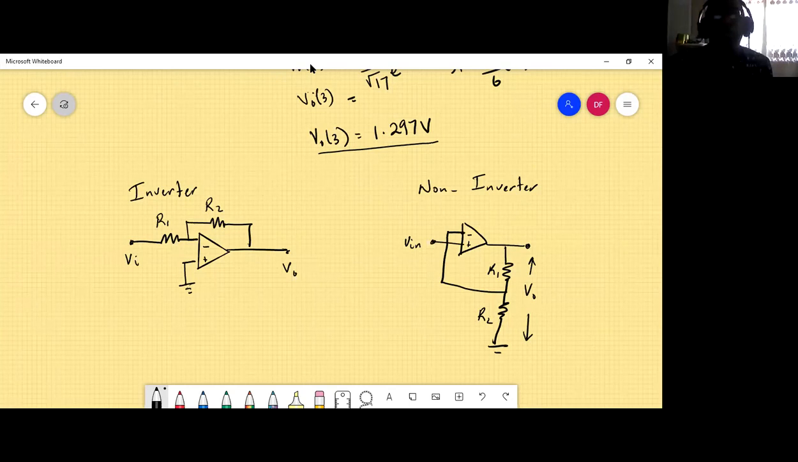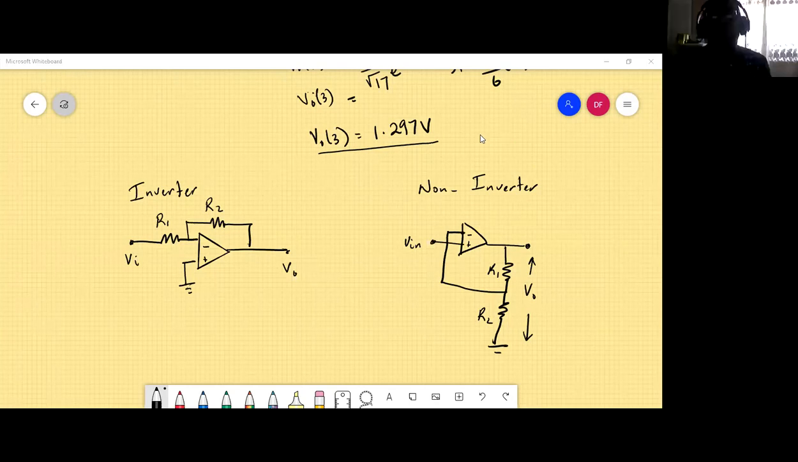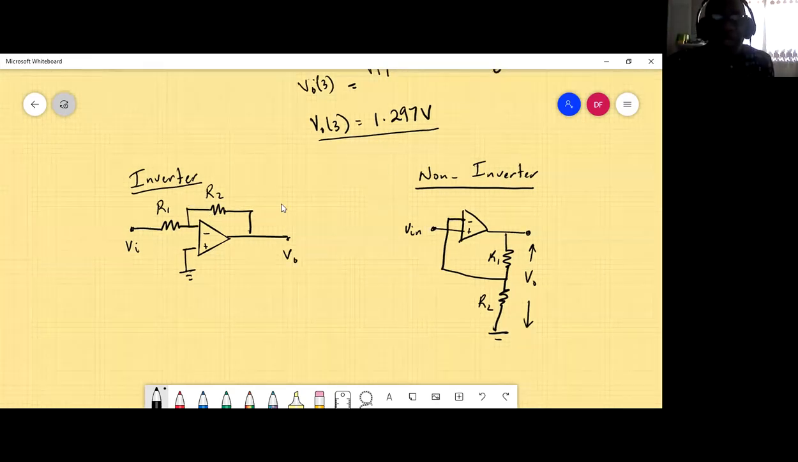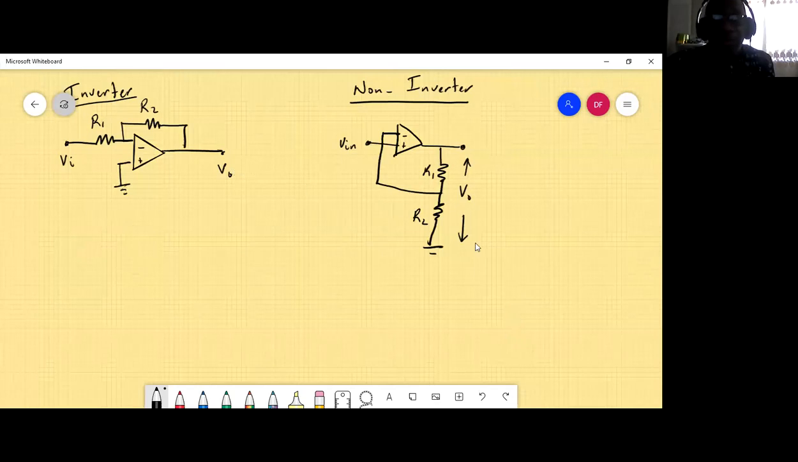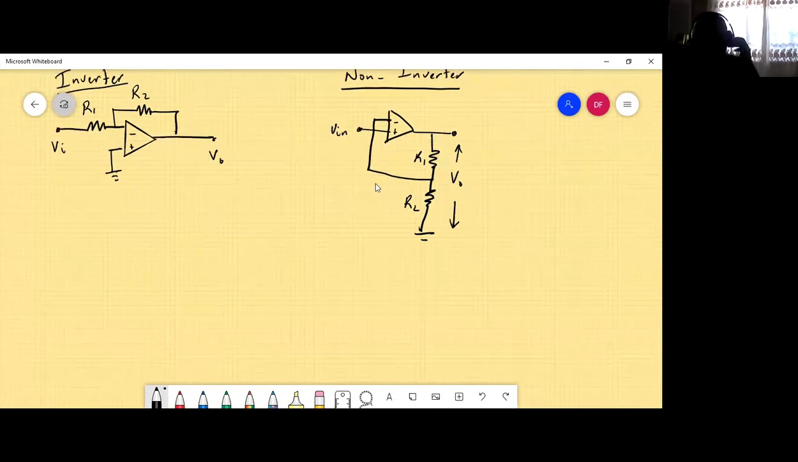All right, so we want to write down, well, we're not going to write down, we're going to derive the relationship for the two op amps, the inverting op amp and the non-inverting op amp. Let me start with the non-inverting, as I find that that is easier to deal with.